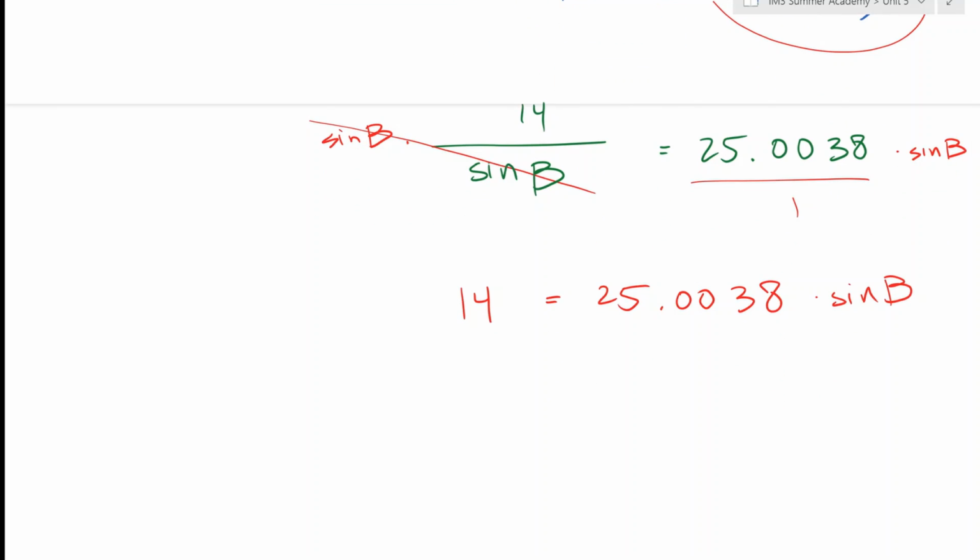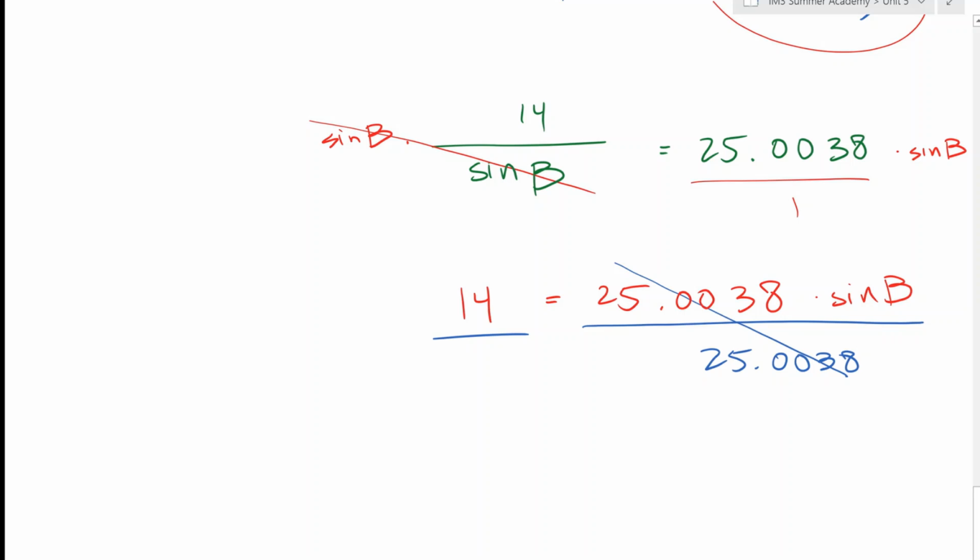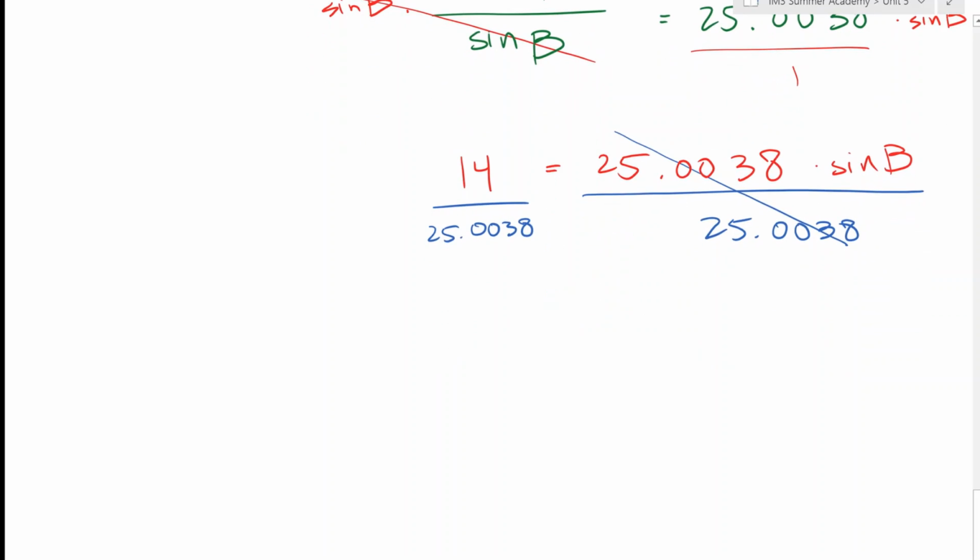The great thing now is, we're making a little bit of a mess of it, but now I can divide this side by that 25 number. What I do to one side, I do the other. And 14 divided by that number comes out to 0.5599 equals sine big B.